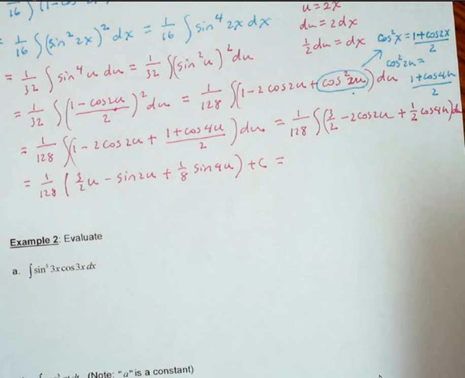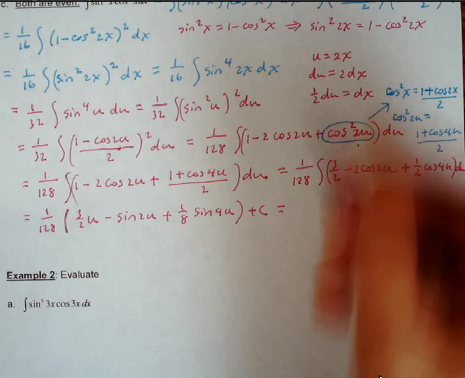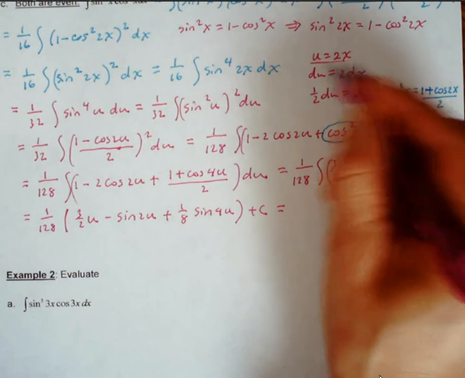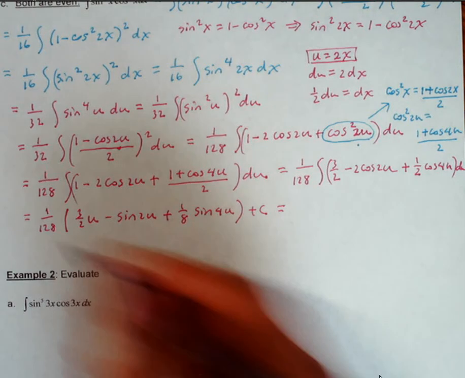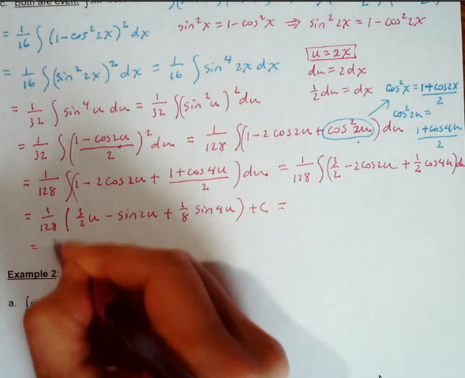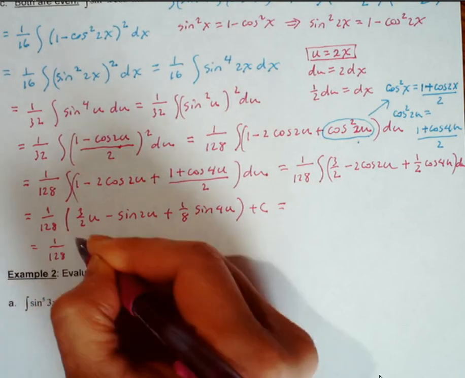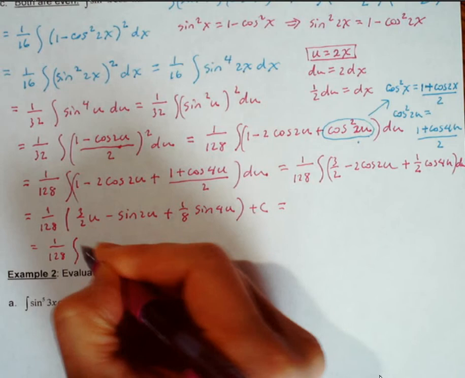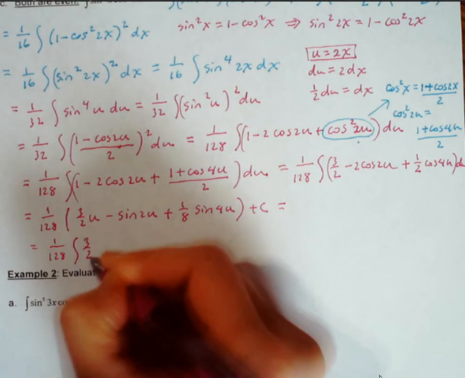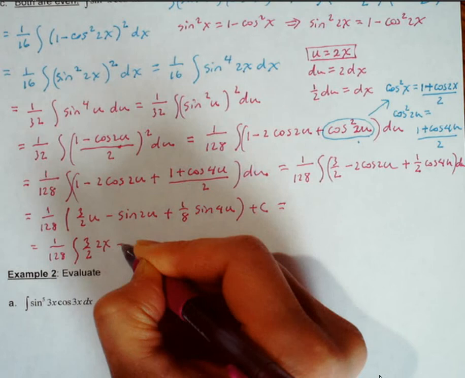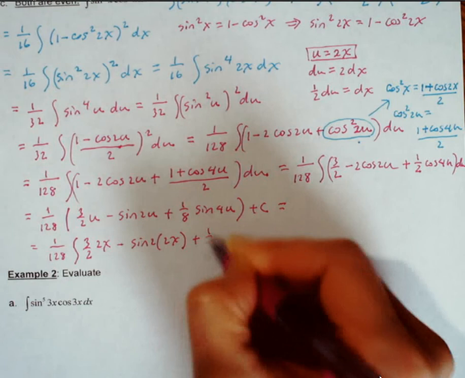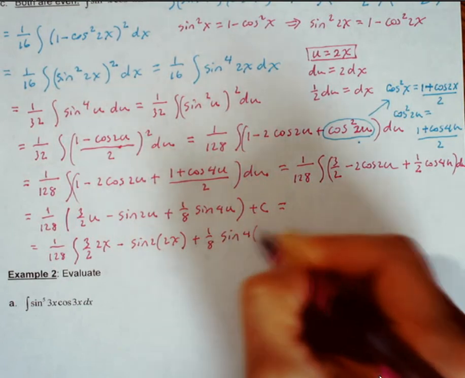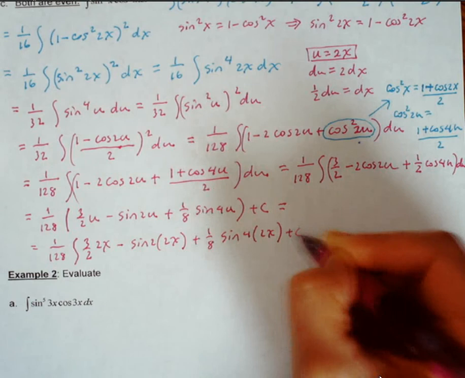And now wherever I see my u, I'm going to substitute it for 2x. Okay, so remember, going back up at the top here, I have u is equal to 2x. So I just need to put a 2x with everything. Okay, so then I end up with 1 over 128 integral, and then it's 3/2 times 2x minus sine of 2 times 2x plus 1/8 sine of 4 times 2x plus c.